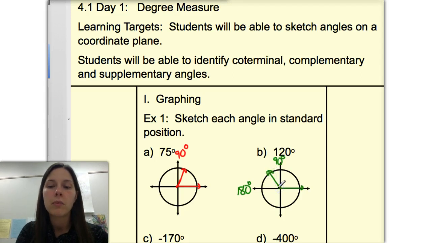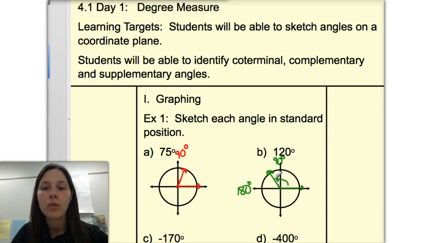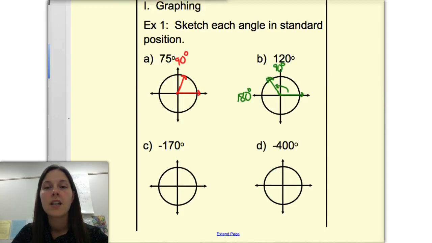So essentially, remember what we're doing is we're taking this initial side and we're turning it around the origin to get the terminal side for our angle. Our last two angles are negative. We're still starting with our initial side along the positive x-axis. And this time we're going to rotate our angle in the clockwise direction.